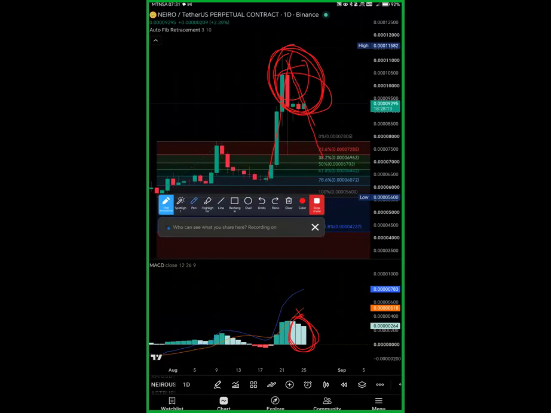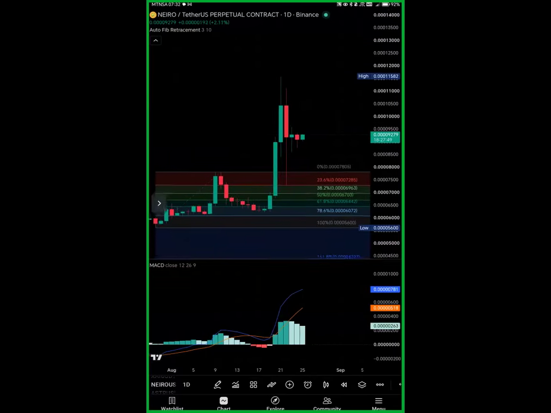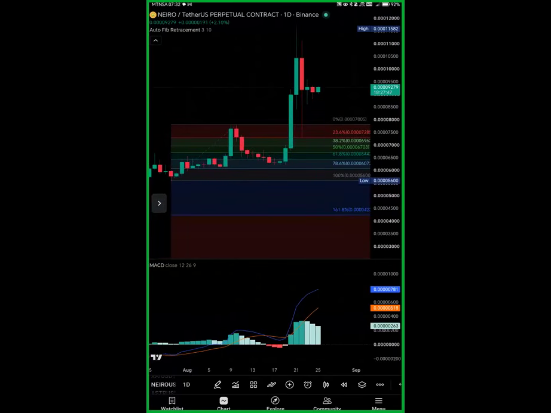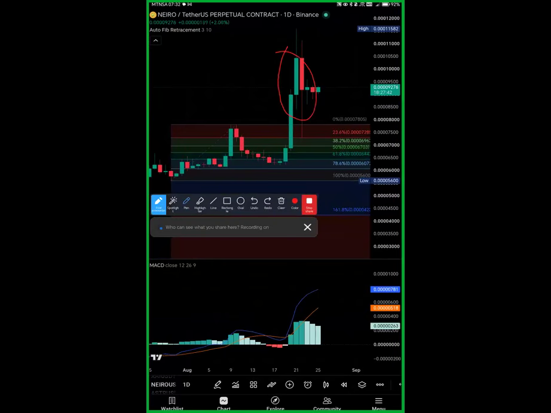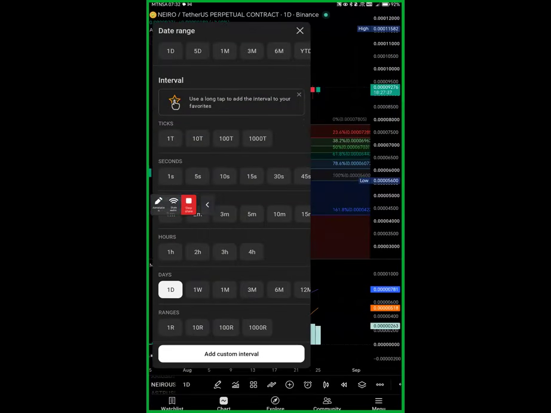But this is a longer time frame, which is 1 day, so it may not happen tomorrow. You know, longer time frames take time. But I just wanted you to see the indication that is happening here, that the buying pressure is no longer the same. So this tells you something about what is going to happen to the price of this coin.